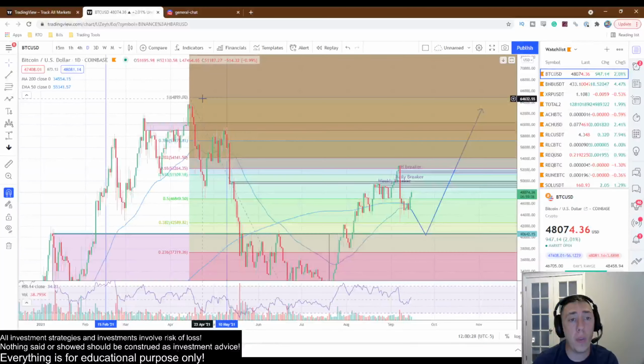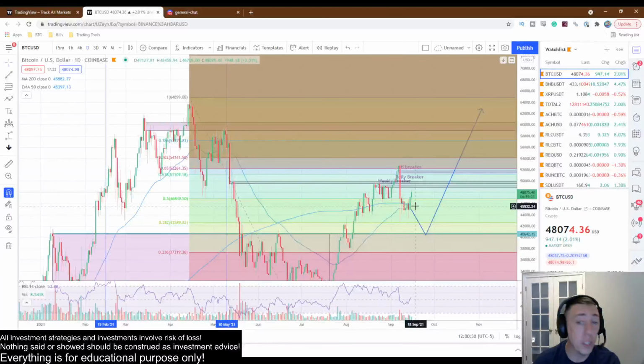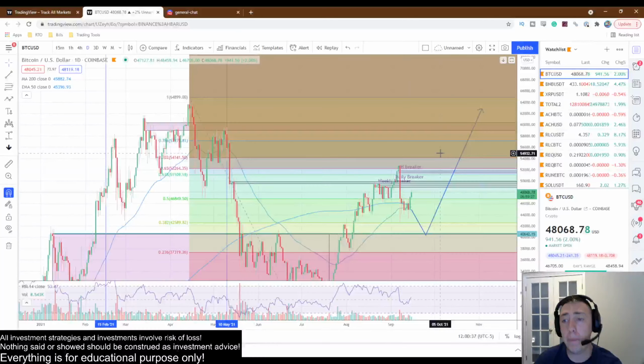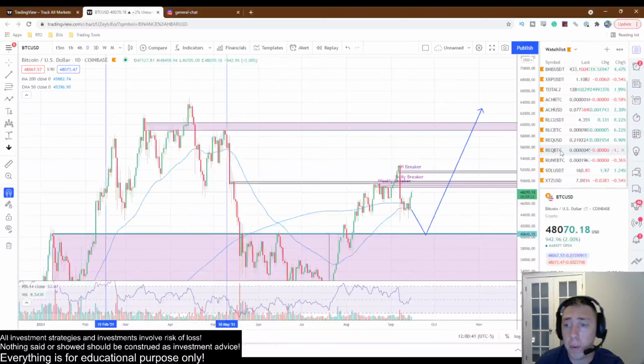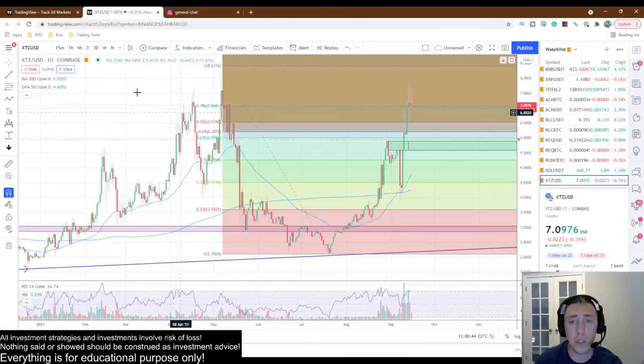But right now, at this point right here, we were at the golden pocket region. Until we got above it, we had to use caution in the market. So I'm hoping we get back above here, but like I've mentioned, this is a very important resistance level, and until we get above there, we have to use caution. All right, now the next one to go over is XTZ, Tezos.